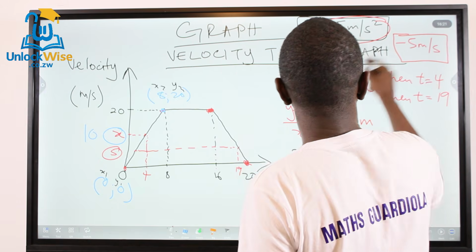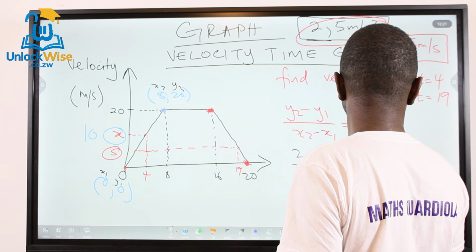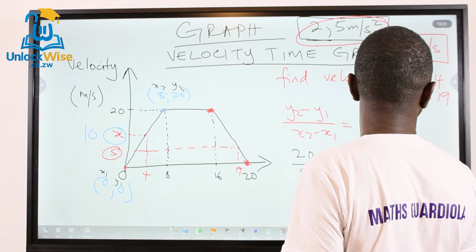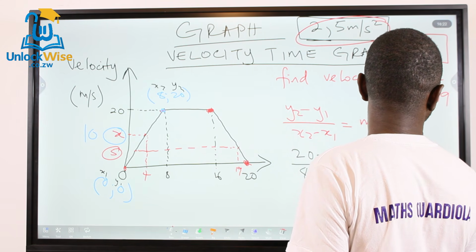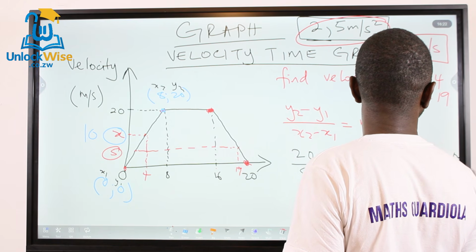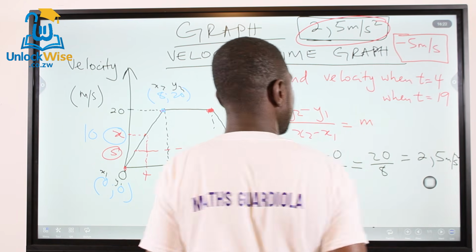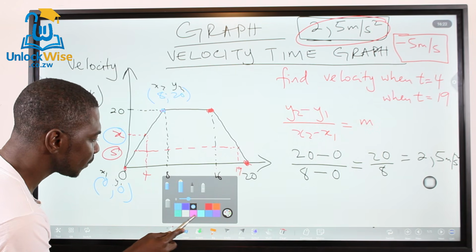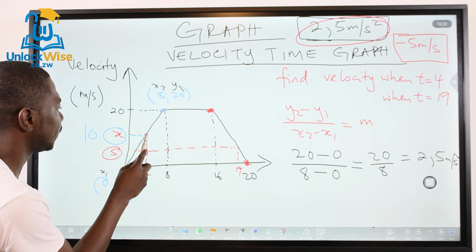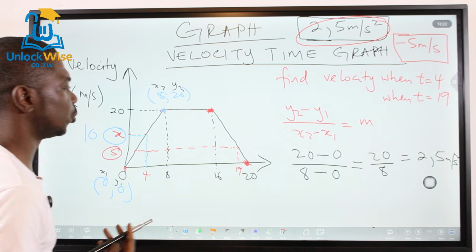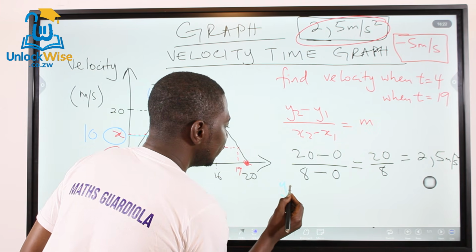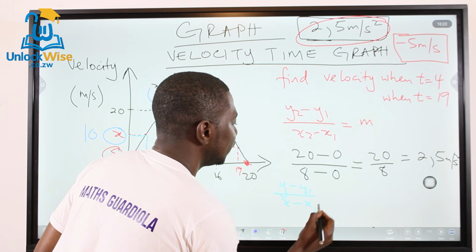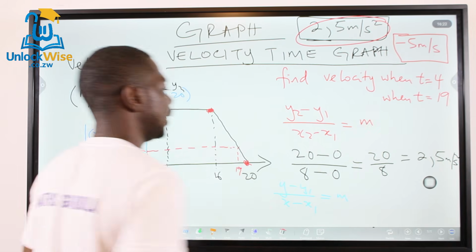my gradient, this is it, right? Which is 20 over 8 to give me 2.5 meters per square second. Right. So now I want to calculate this part, this one. So what I will do is I will say (y minus y1) over (x minus x1) gives me the gradient.